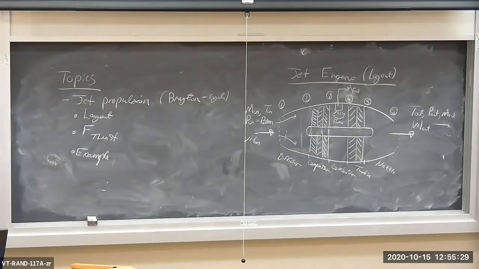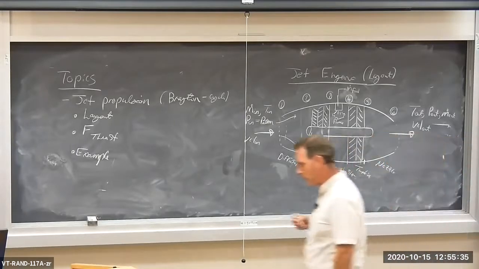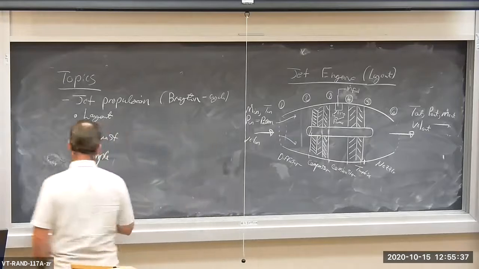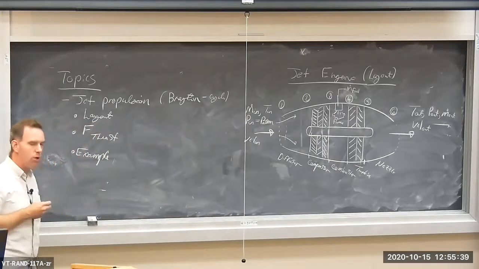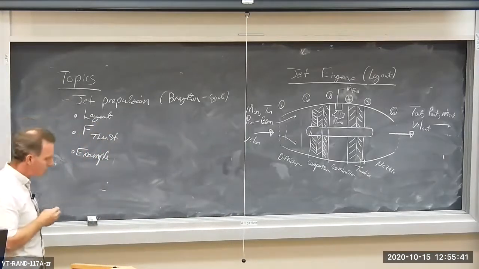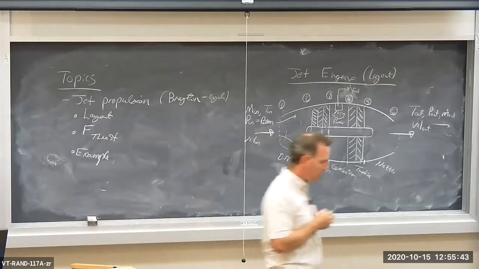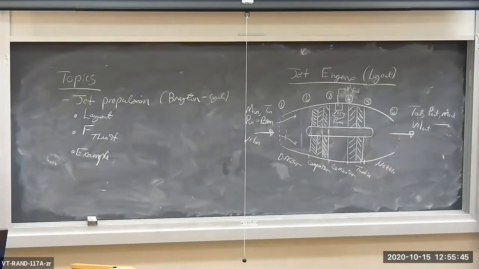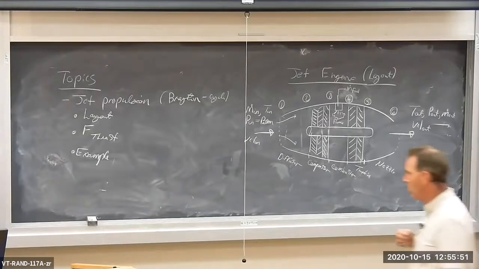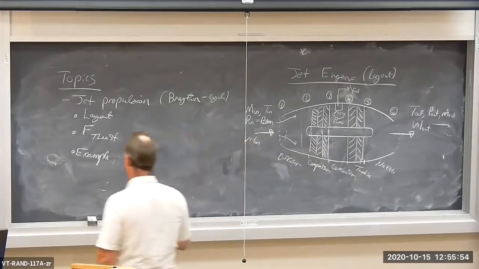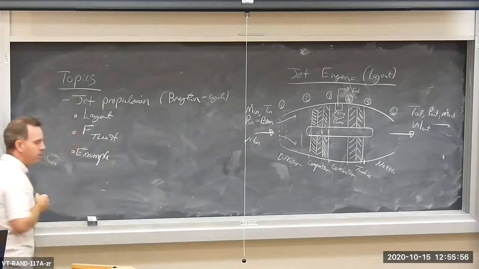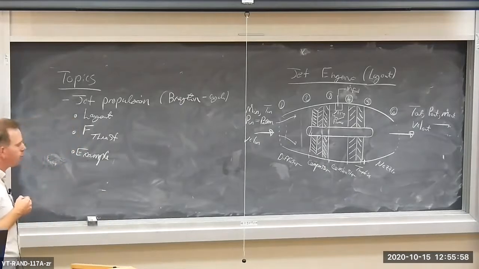And these are used in jets. Turbojets are used in some applications. Most of them are turbofans that involve some shaft power. But we're going to look at a turbojet today, which is a device that doesn't produce any shaft power, but only produces thrust. Okay? So we'll talk about the layout of a jet engine. We'll talk about calculating the thrust produced by a jet engine, and then we'll do an example.